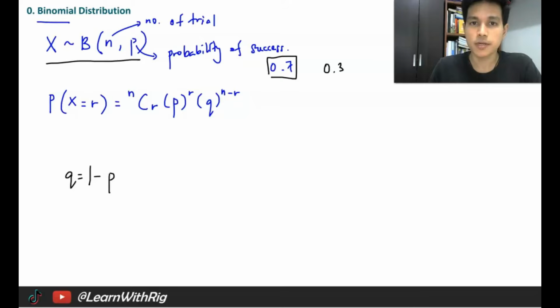So now you know what is P, what is Q, and what is N. Now, what is R? Usually R is based on the question. The question will give you what you're looking for, then that will be your R. I'll explain more about this later. This R, you're going to write back on top here as the power for P, and to find the power for Q, you just take N minus R. Never mind, we'll do some examples and then you'll understand.